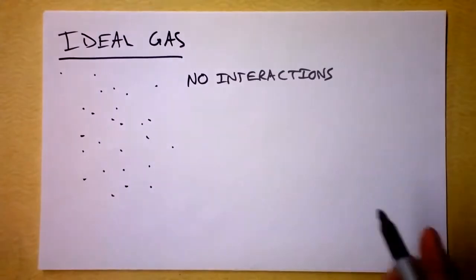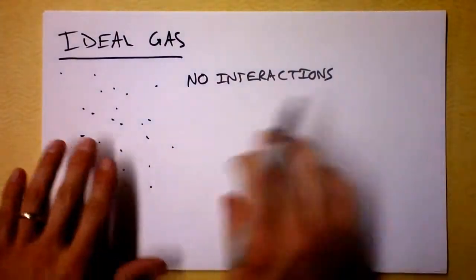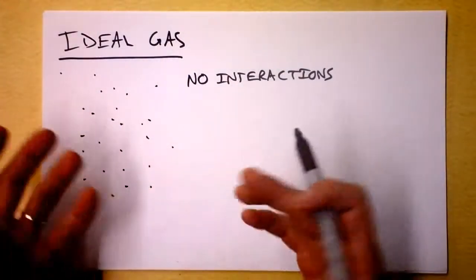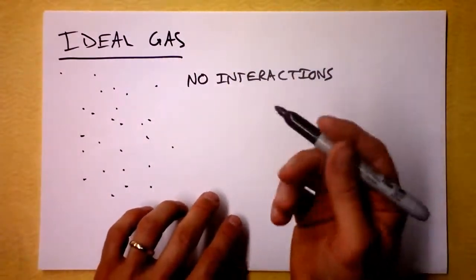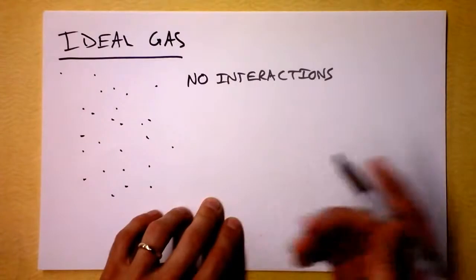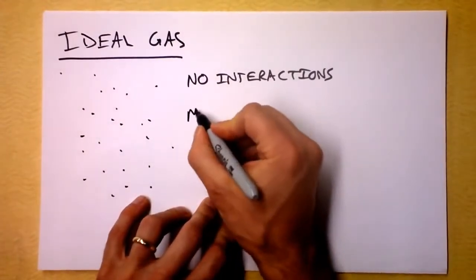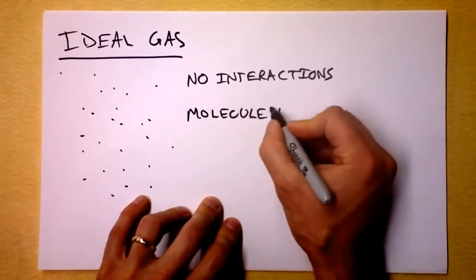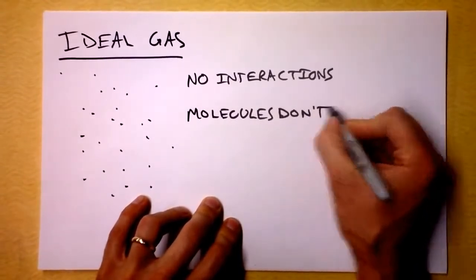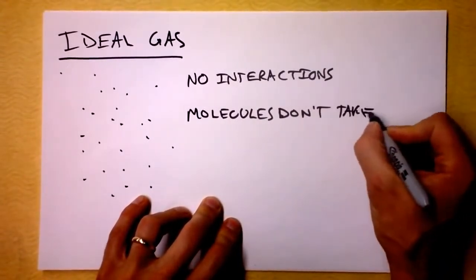Not only do these particles not really interact with each other, I mean, they're going to hit the walls, but they won't really hit each other, but also they don't take up any space at all. Molecules don't take up space.